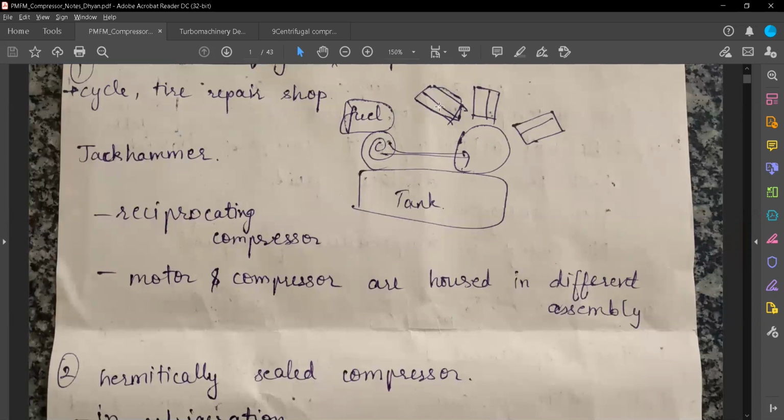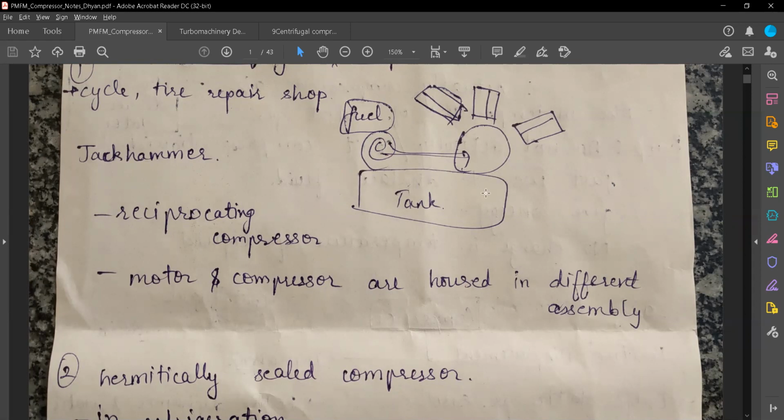So these are reciprocating type of piston cylinder arrangement, and they'll take in air, compress the air, and store the air inside the tank. In a tank there are specifically two things. There should be one outlet and there is one valve. That valve indicates what's the pressure inside the tank. Once the pressure which is set before is achieved, it will indicate with some buzzer or some light, and then we can start using the compressed air.